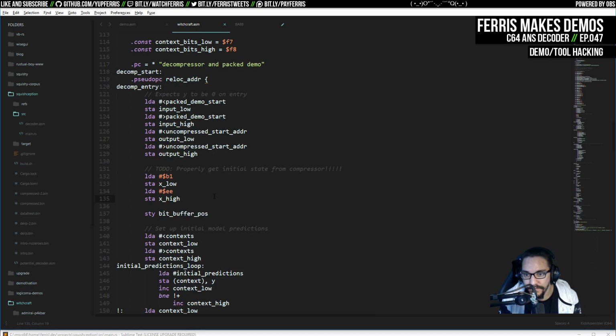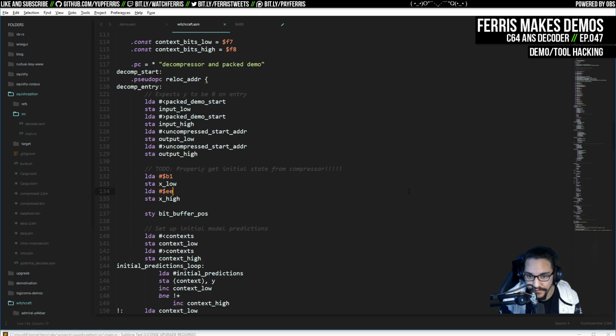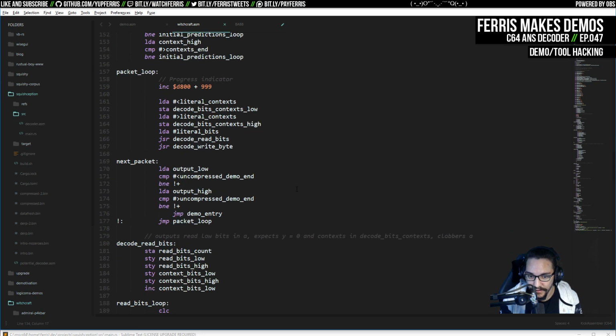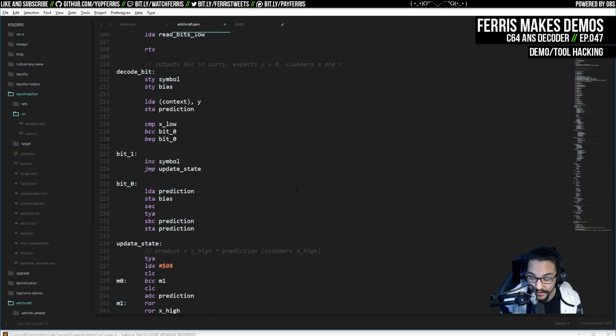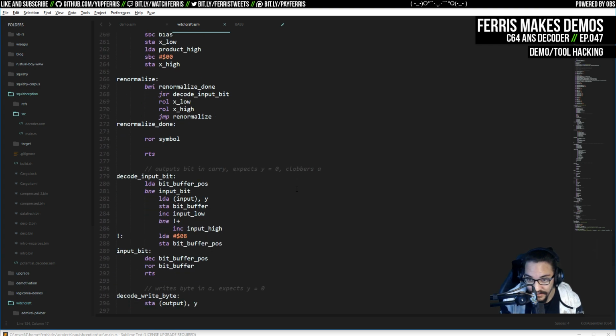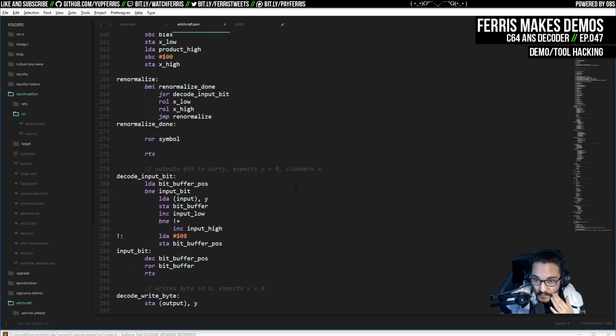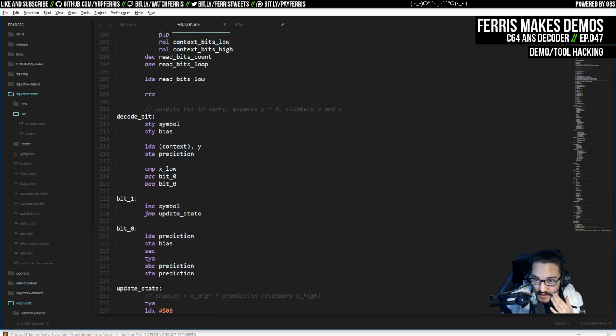So EEB1 is what this was. That should help, but of course this won't decode right still, because we're using the same context, but we're not updating the predictions in this implementation. So it's here, bit 1 and bit 0. This is where I want to do these prediction updates.